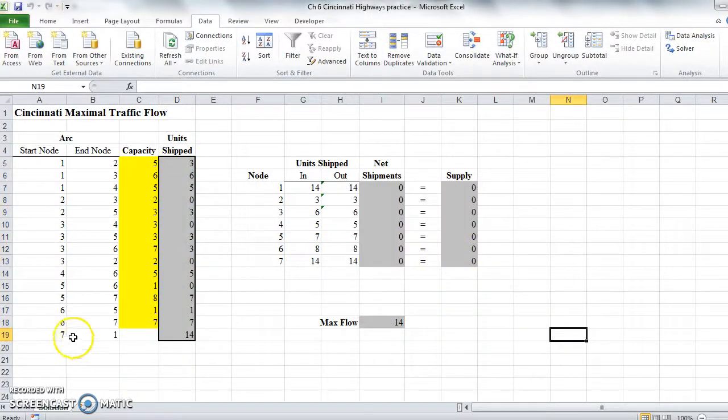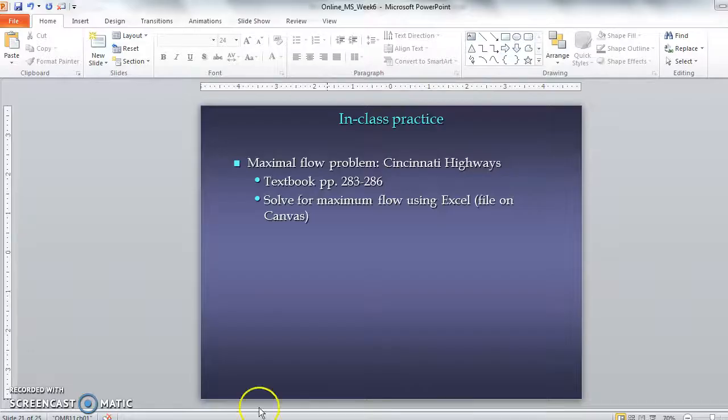Okay. You can see our flow from the sink node back to the source node, 7 to 1, is 14. Exactly what we have here. So these are the number of units shipped, or in this case, the autos flowing based on the optimal solution. Generally speaking, I'm only going to ask you for things like the optimal solution. In this case, the answer will be 14, whatever the appropriate units are. In this case, they are given as vehicles.